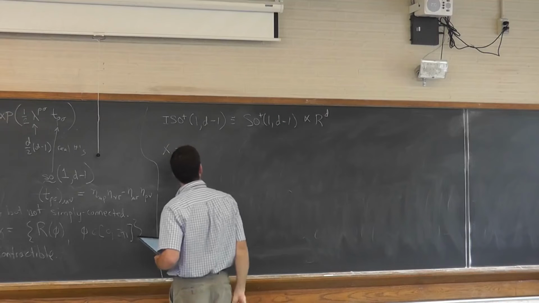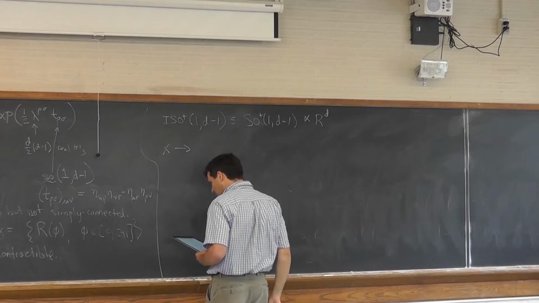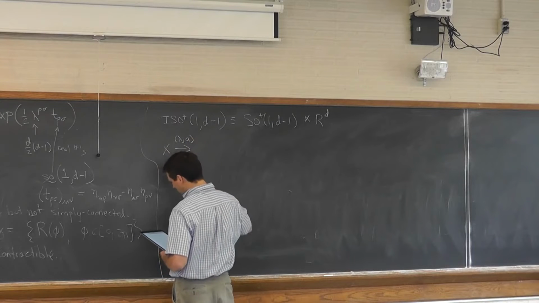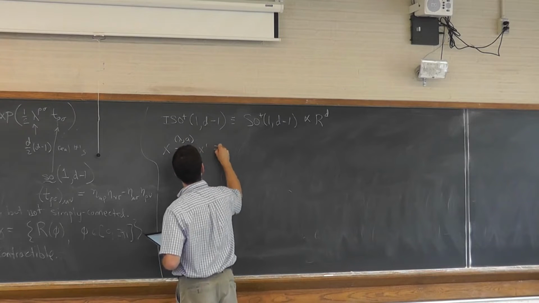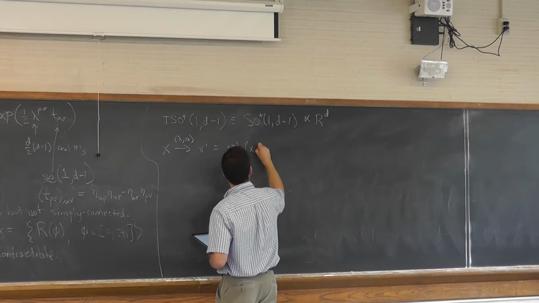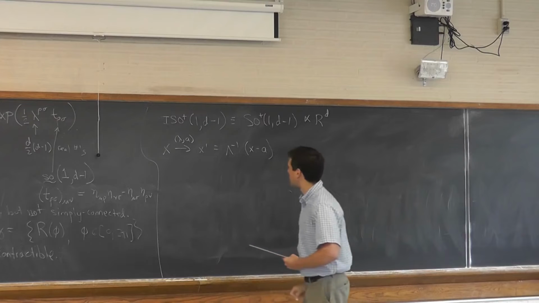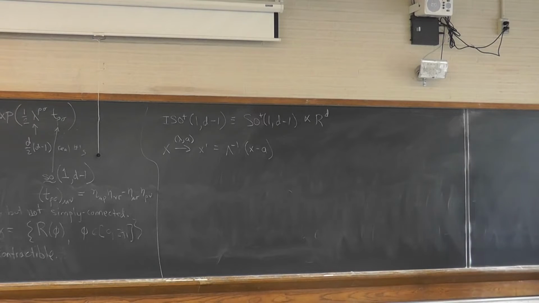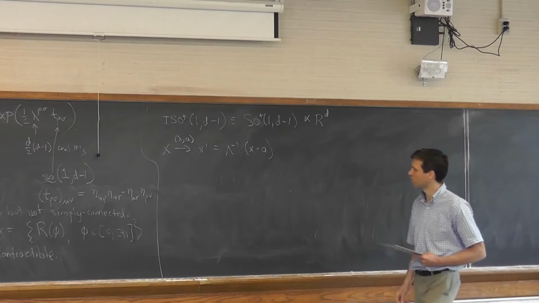X under an iso transformation, a Poincare transformation, parameterized by lambda and a, goes to x prime, which we shall denote as lambda inverse (x minus a). Some people use the inverse convention, so some people define x prime to be lambda x plus a. But I'm going to follow Friedman wherever possible, and Friedman defines things this way, so this is what we're stuck with.